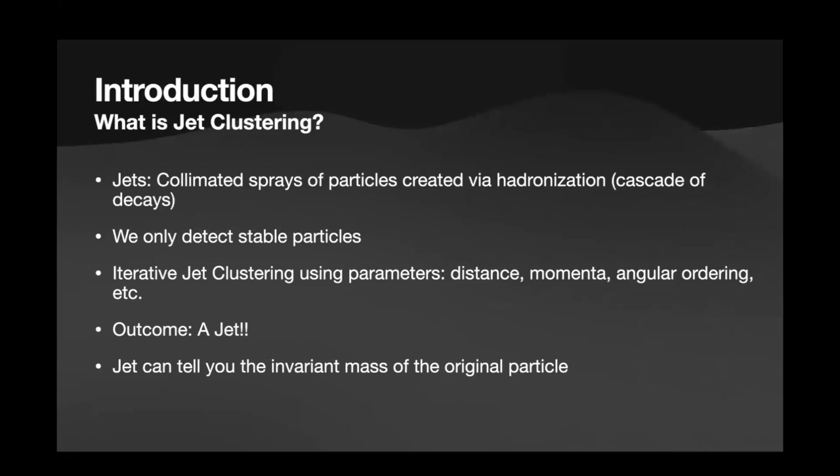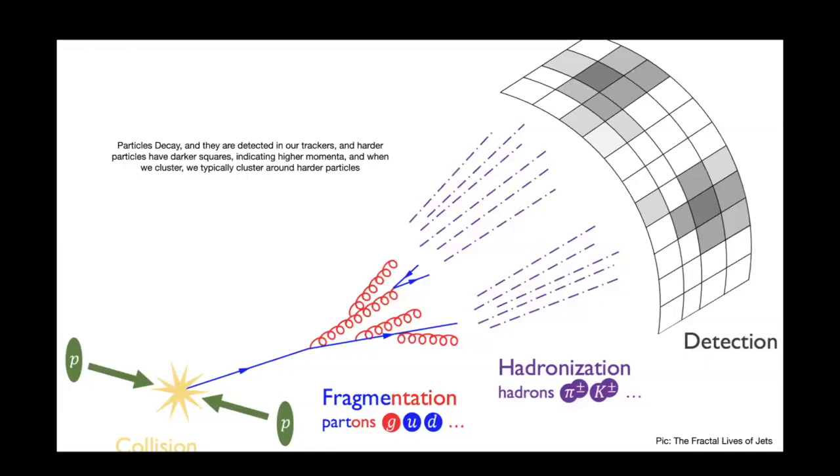The way jet clustering works is it's an iterative process using parameters like your distance, your angular ordering, your momenta. Based off that, you create these little subjets, and then based on how you combine them, you can create the jet. This jet is important because it can tell you about the invariant mass of the particle. It can tell you a bunch of details about the original particle that it came from. All these words, but maybe you should see a little picture.